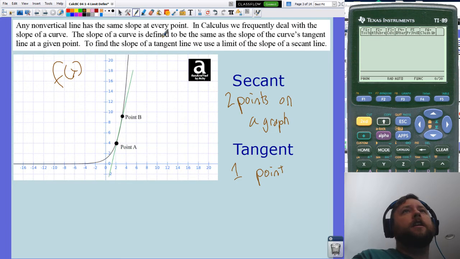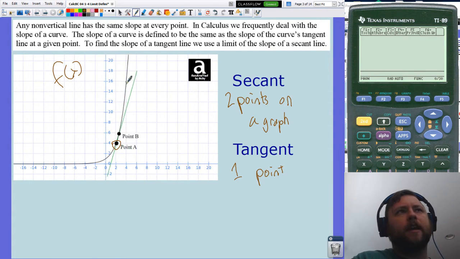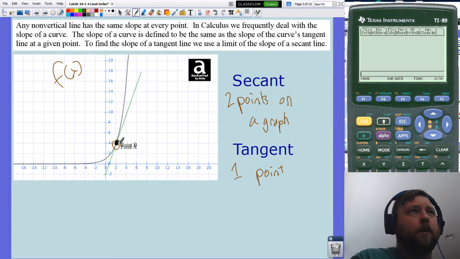The neat thing is that we're trying to find the slope of the curve at this point, point A. Well, to find a line, you need 2 points. If you just use this 1 point, you can't find the slope of a line. You need a second point. So that's why the secant has a slope, but really you can't do that when you only have 1 point.